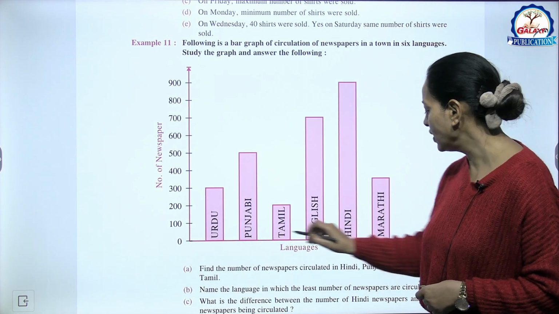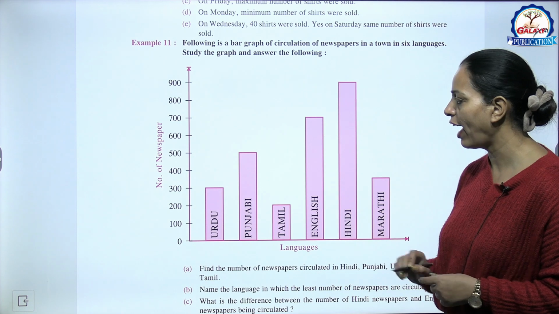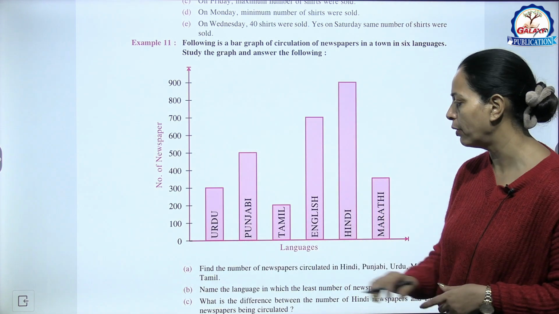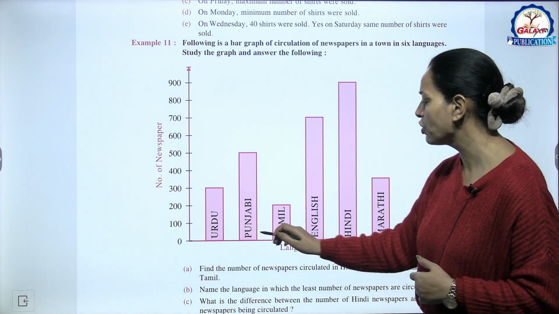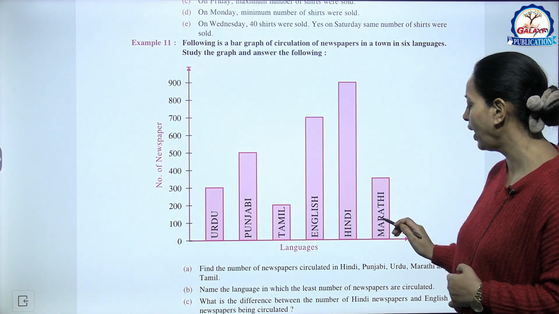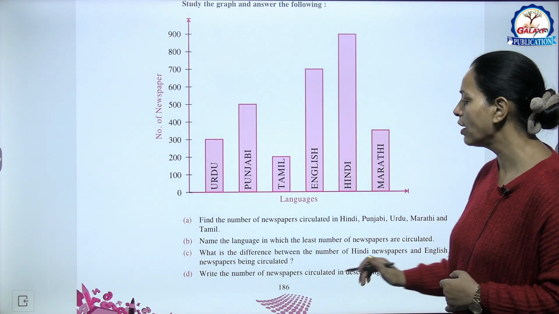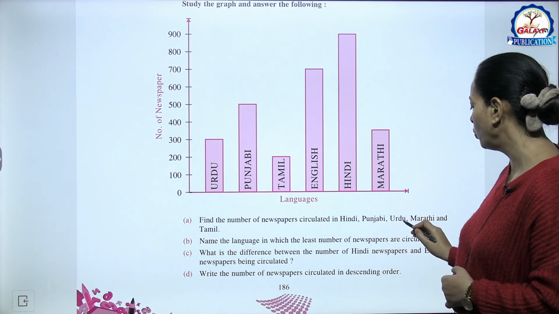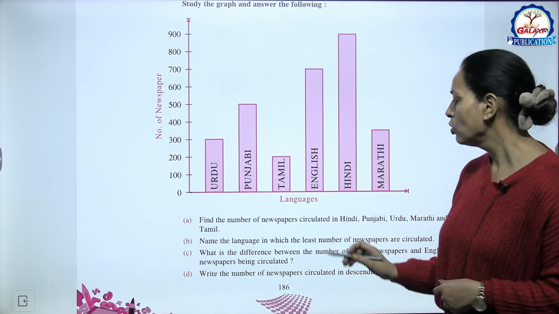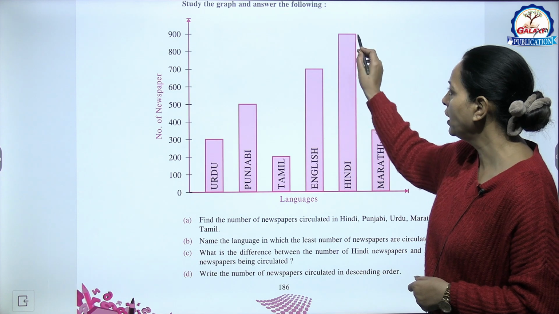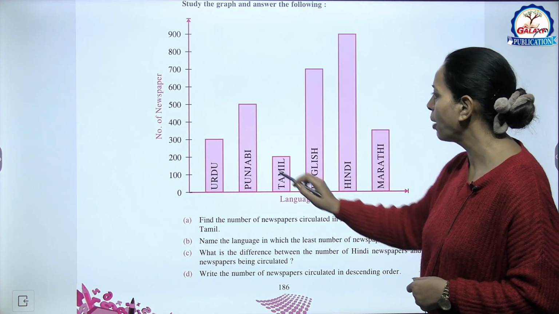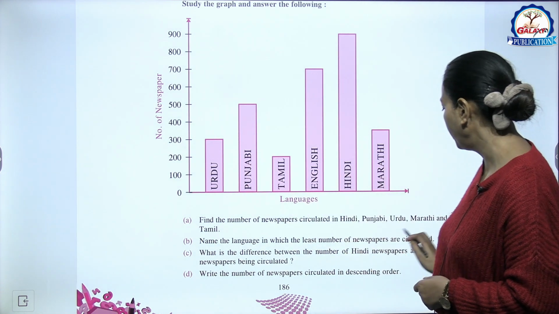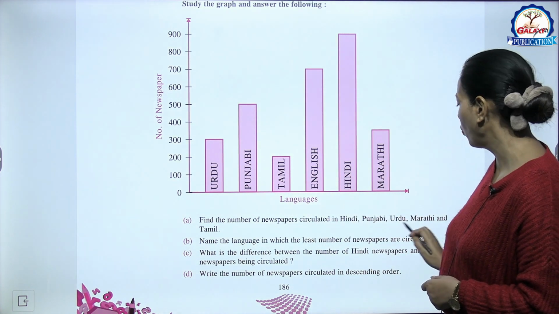So here you can see along x-axis we have language, and along y-axis we have number of newspapers. So the languages are Urdu, Punjabi, Tamil, English, Hindi and Marathi. So A part, find the number of newspapers circulated in Hindi, Punjabi, Urdu, Marathi and Tamil. So in Hindi, how many? 900. In Punjabi, how many? 500. In Urdu, 300. In Marathi, it is 400.